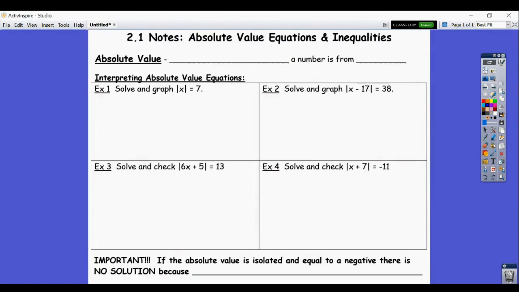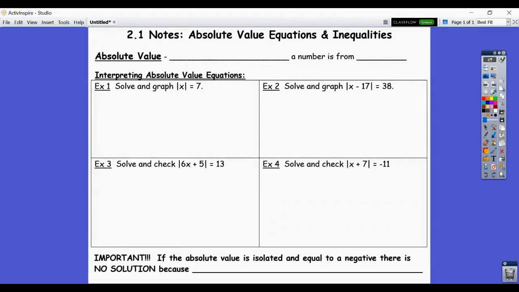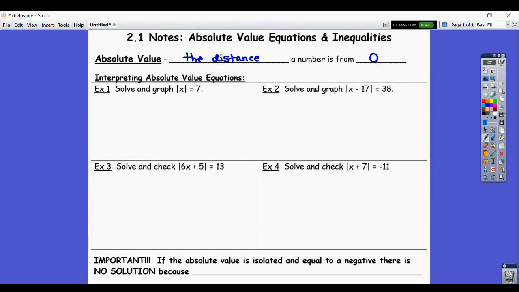In today's lesson, we're going to learn about absolute value equations and inequalities. So first and foremost, let's define what absolute value is. It is going to be the distance a number is from zero on a number line. So when we're talking about distance, we'll always want it to be positive.